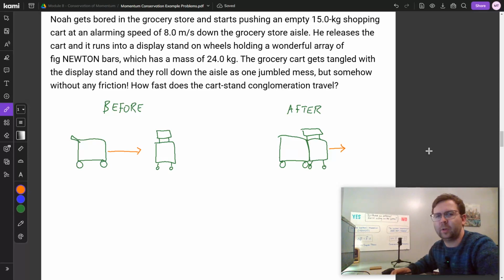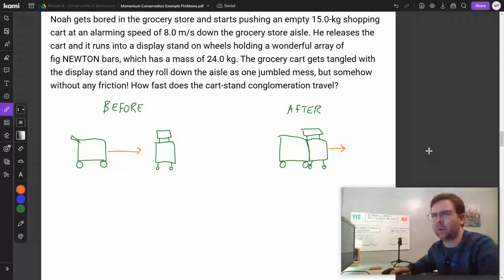Hi. In this video, we're going to look at an example of an inelastic collision and how momentum can be conserved. So let's get started with this example. Noah gets bored in a grocery store and starts pushing an empty 15-kilogram shopping cart at an alarming speed of 8 meters per second down the grocery store aisle.